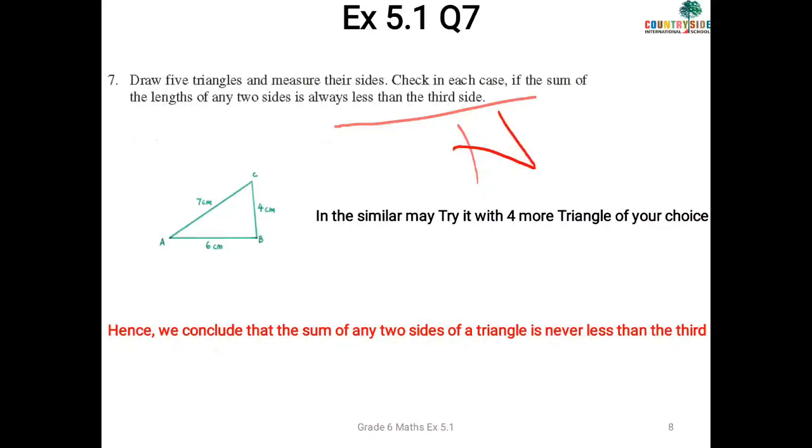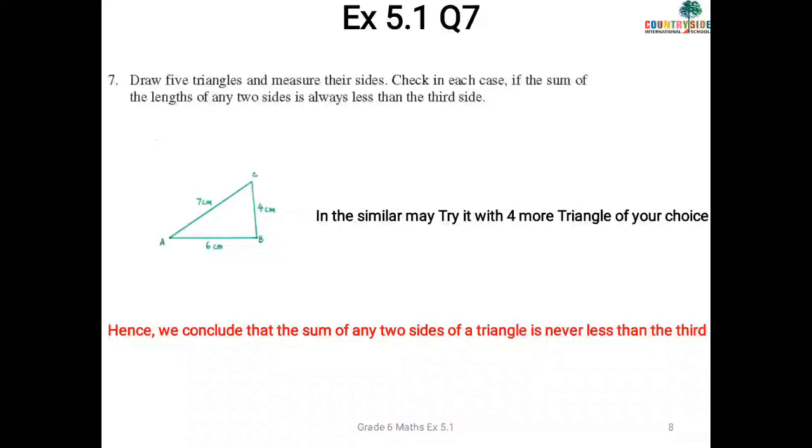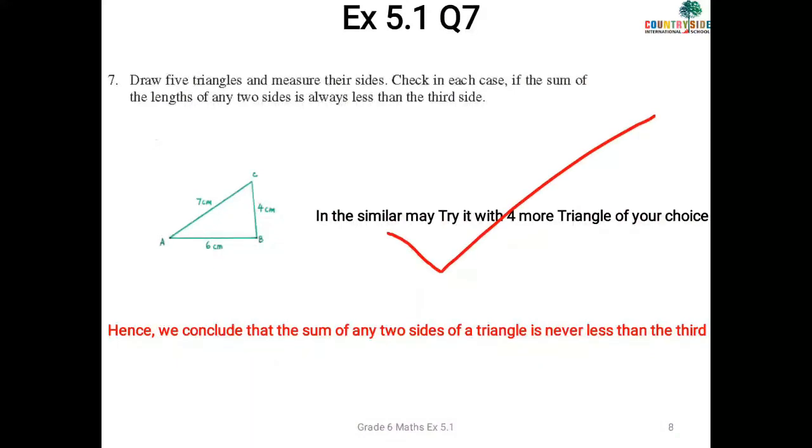So you have to write no, it is not possible. If you add any two sides, it will always be greater than the third side. Okay, so in the similar way you have to try any of the 4 other triangles of your choice. Okay, you can draw any triangle and you can check. So whenever you check the sum of two sides, it is always greater than the third side.